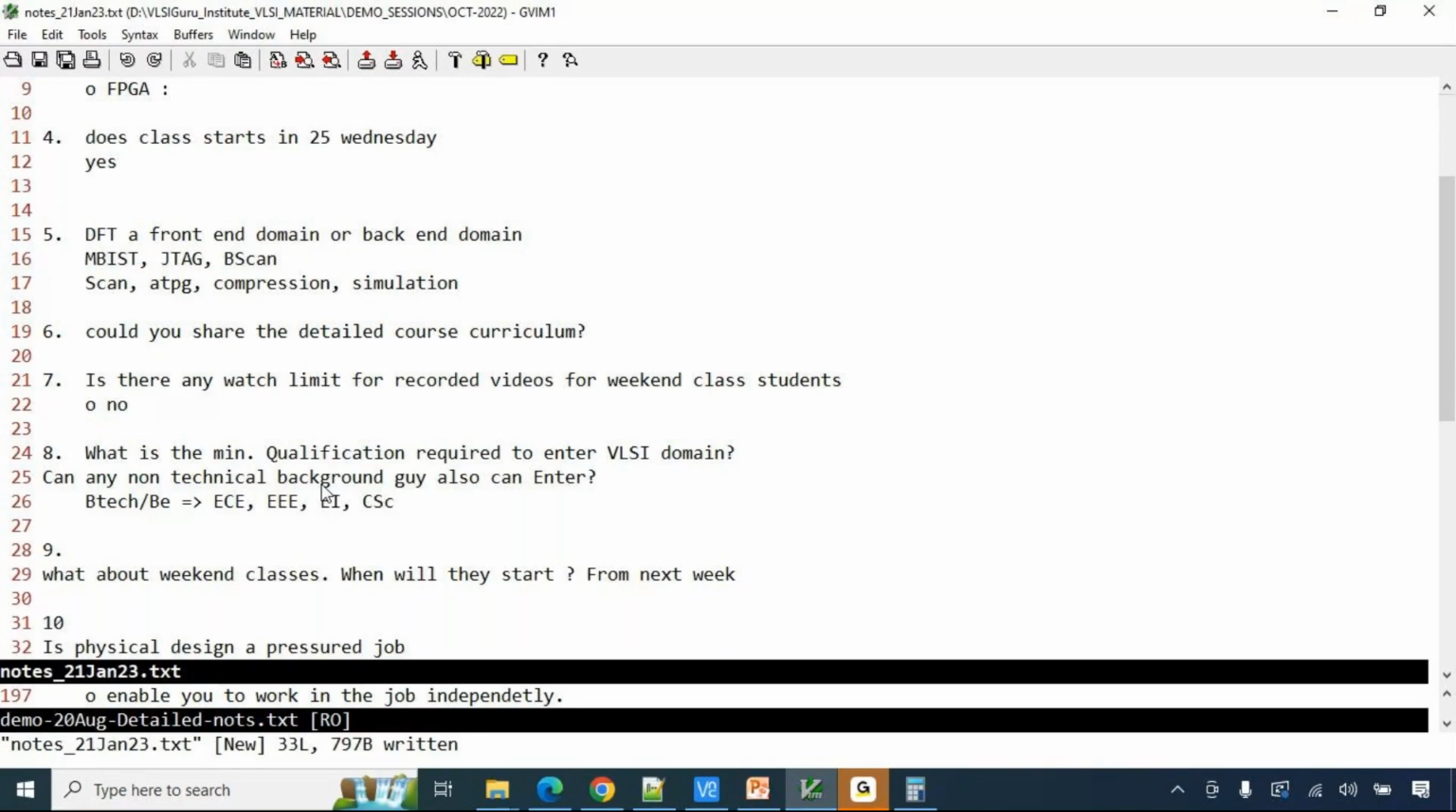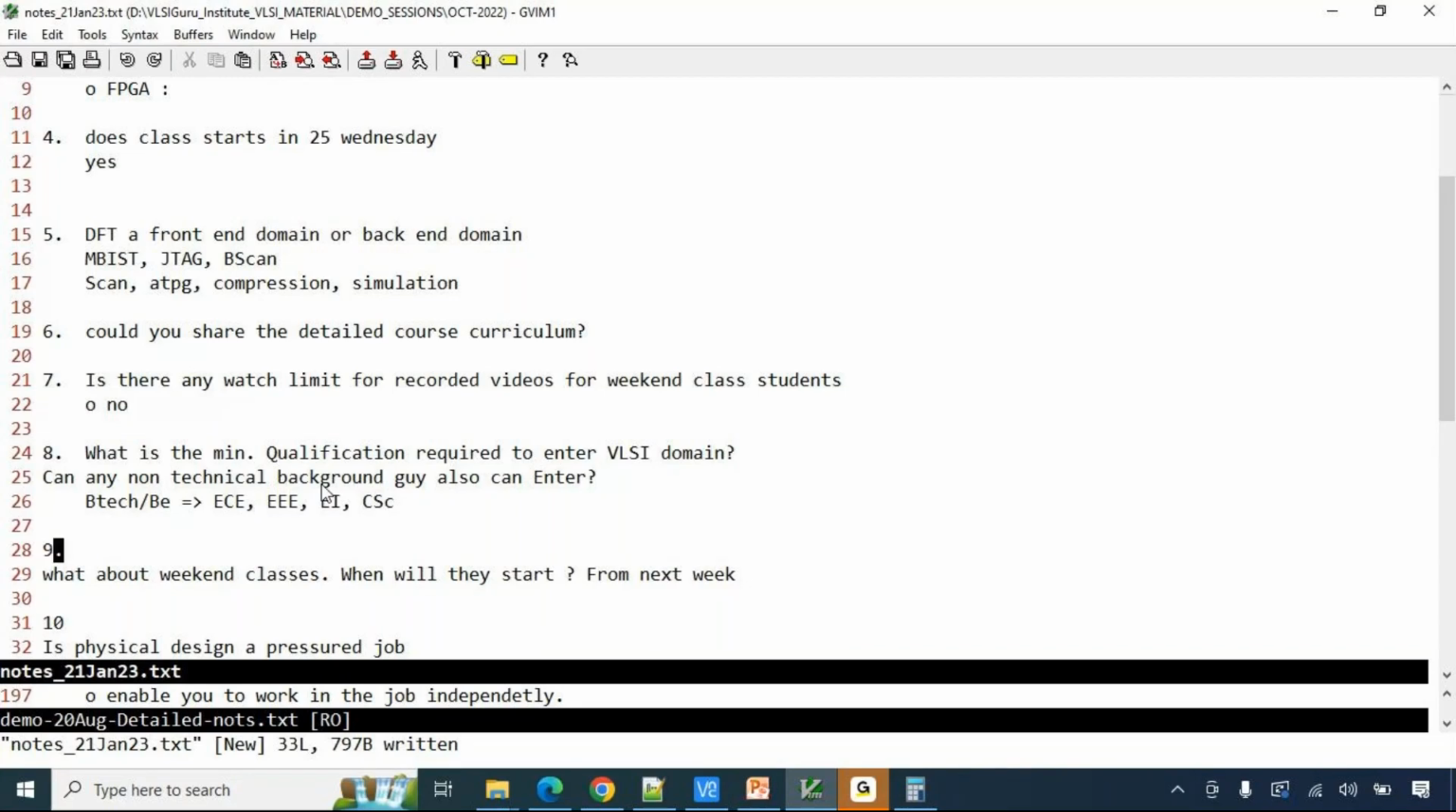I mean, there are exceptions. I have some 3-4 people from our institute who got into the job from mechanical also, but in general, companies don't accept because it's a completely different skill set. Right? Mechanical is a different skill set. So, except for that, these are the domains which are possible.